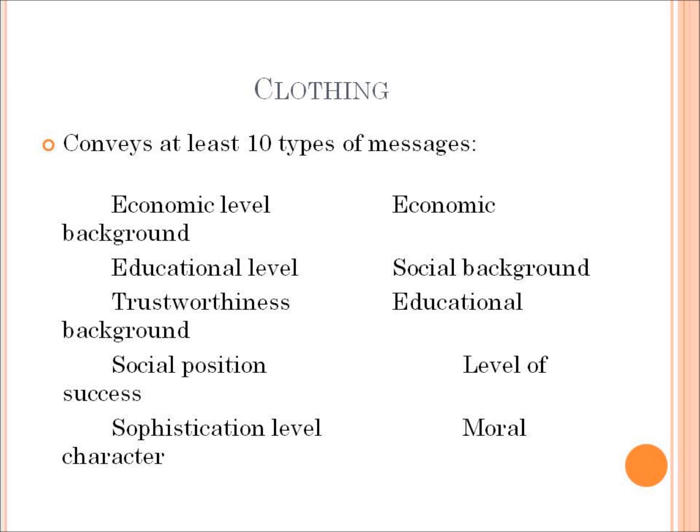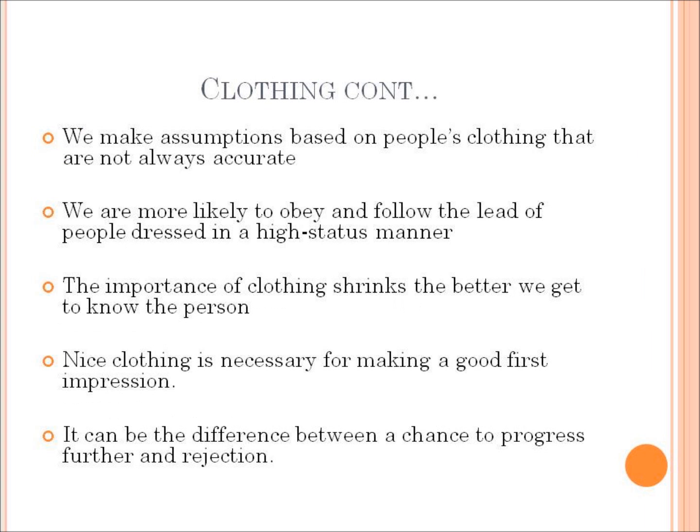Clothing not only protects us from the elements, but it also conveys at least 10 types of messages, which are economic level, educational level, trustworthiness, social position, sophistication level, economic background, social background, educational background, level of success, and moral character. Everyone makes assumptions based on people's clothing that are not always accurate. For example, if you saw a doctor on holiday in wrinkled, dirty clothes, you may assume that he has a poor job and doesn't make a lot of money.